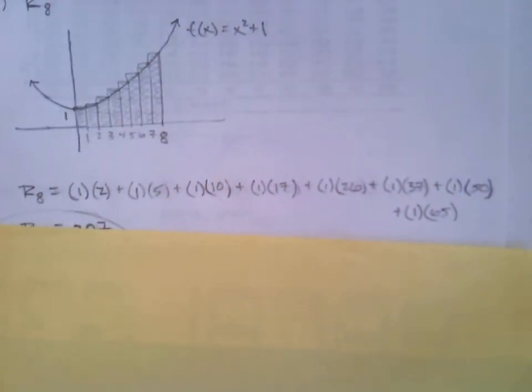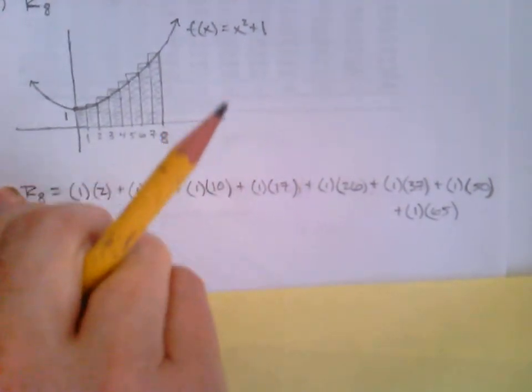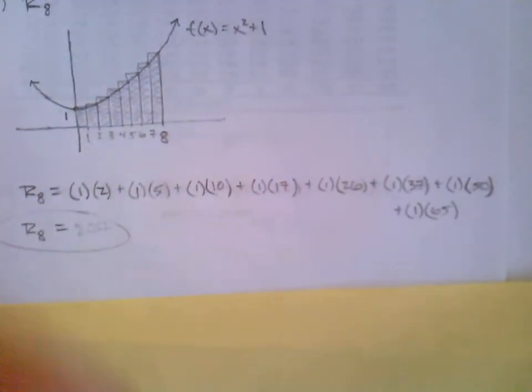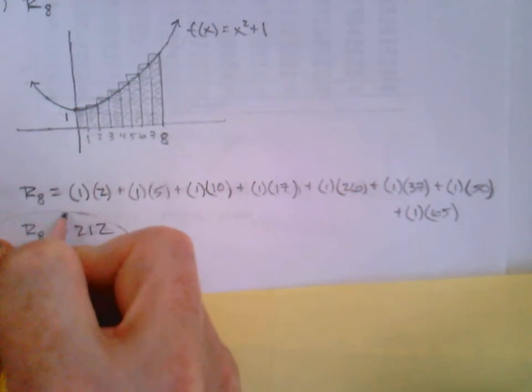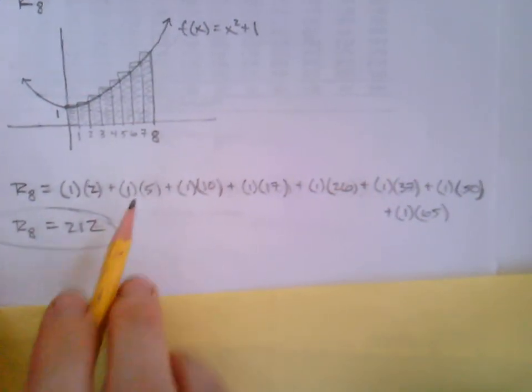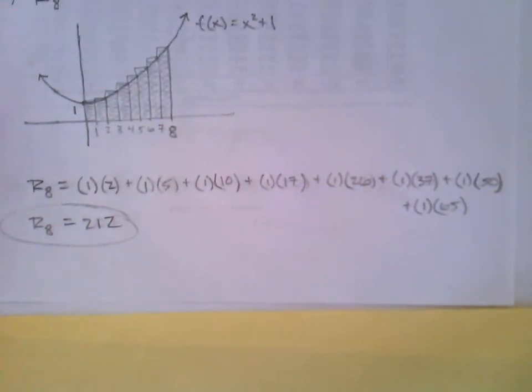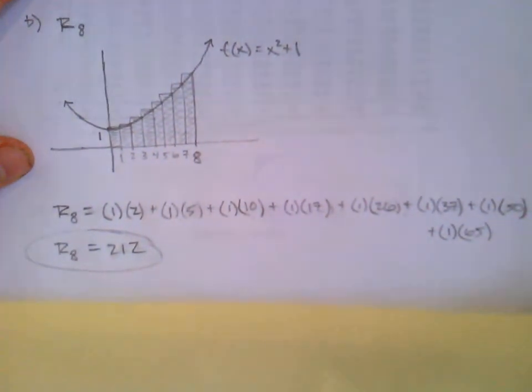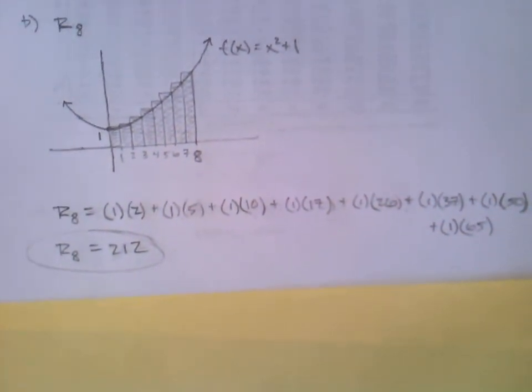Put those all together, and I don't think it's going to be this number. Let me grab my calculator. $212. I had 207 before because I was missing the 1 times 5. Okay, got a little bit off screen there. There's R8 in this case.